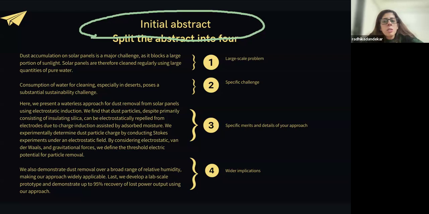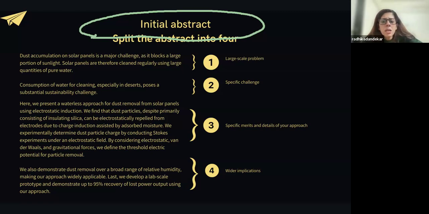So the first part will focus on the large scale problems. For example, dust accumulation on solar panels is a major challenge as it blocks a large portion of sunlight. So this is the large scale problem, and this caters to a wider audience. So these are the two things to be remembered when you write the first part of the abstract. The second part will focus on consumption of water for cleaning, especially in deserts. So this is a specific challenge that you're talking about, and this will not cater to a wider audience. This will cater to a very specific audience who are experts in that particular field.